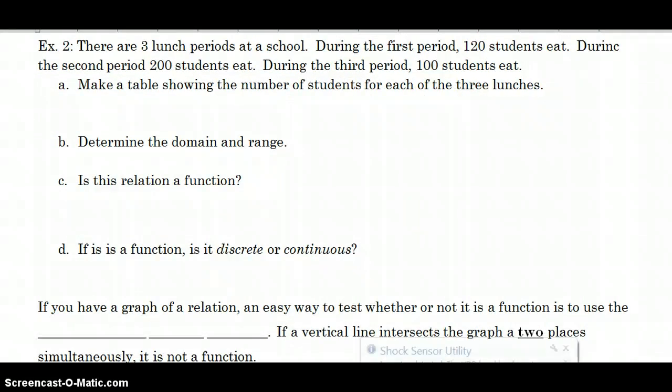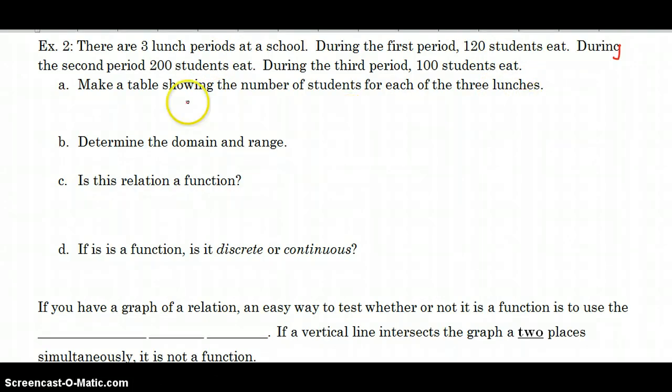All right, let's do a word problem. There are 3 lunch periods at school. During the first period, 120 students eat. During the second period, 200 students eat. During the third period, 100 students eat. Whew, okay. So 3 periods. The first period, there's 120.